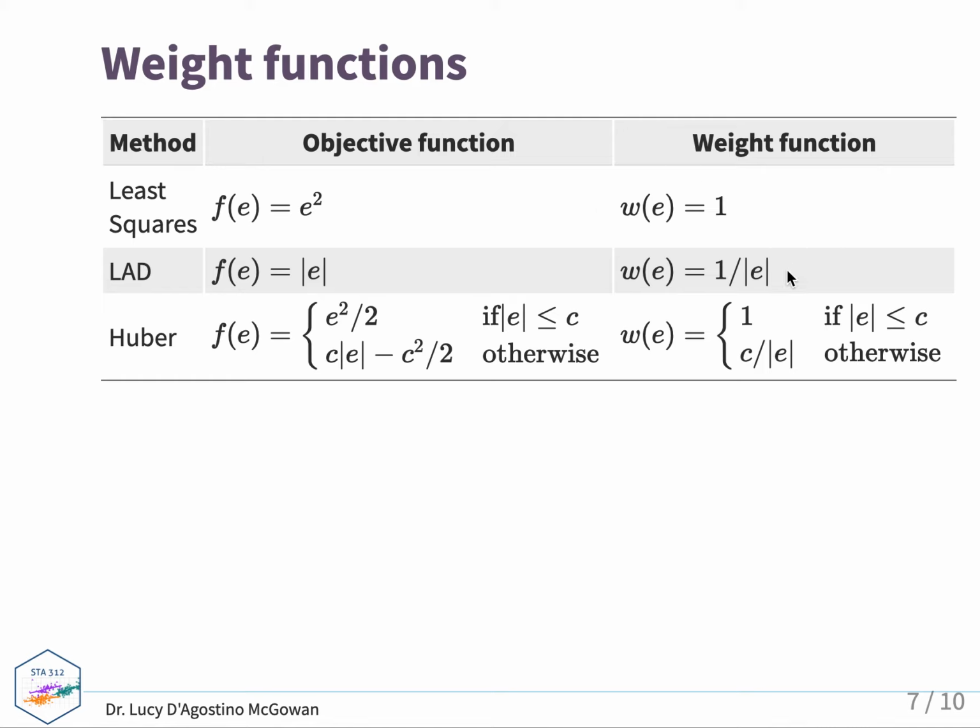In the next example, the weight function is going to be 1 over the absolute value of the residual. So if you plugged in that, you would get this. This would be the thing you're minimizing. And in our final example, the one that we're going to be using for robust regression, the weight that you can plug in is going to be 1 if the absolute value of the residual is less than or equal to c, or it's going to be c over the absolute value of the residual otherwise.